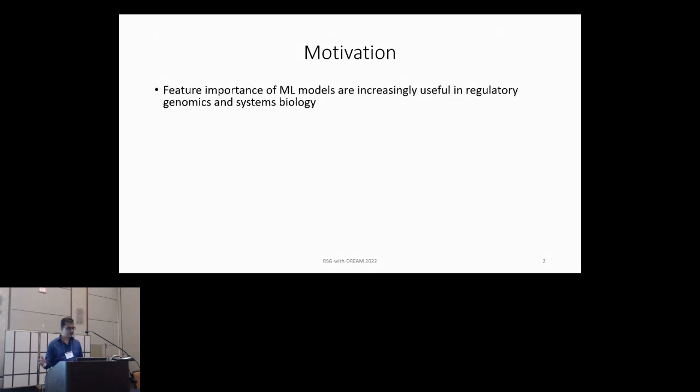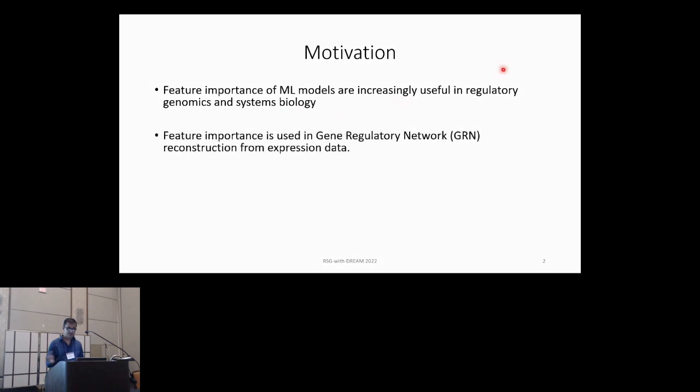As you all know, machine learning models are making great strides in regulatory genomics, and feature importance scores have played a very useful role for interpretability of these models. For instance, leading methods for gene regulatory network reconstruction, or GRN reconstruction, use feature importance of ML models such as random forests to select transcription factors regulating a gene.